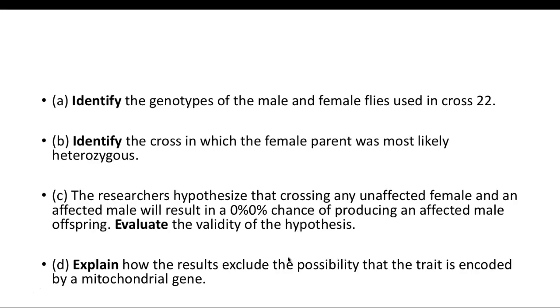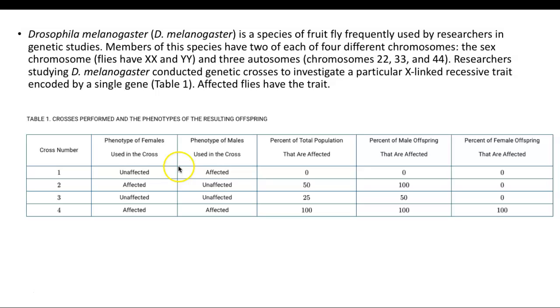Explain how the results exclude the possibility that the trait is encoded by a mitochondrial gene. All right, so anytime you see anything about mitochondrial genes, you need to remember that mitochondrial genes are inherited from the mother. So if this gene came only from the mother, it wouldn't matter if the father was affected or not. The offspring would have to have an identical genotype as the mother.